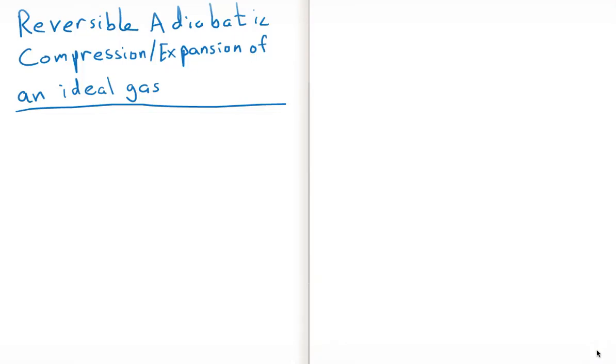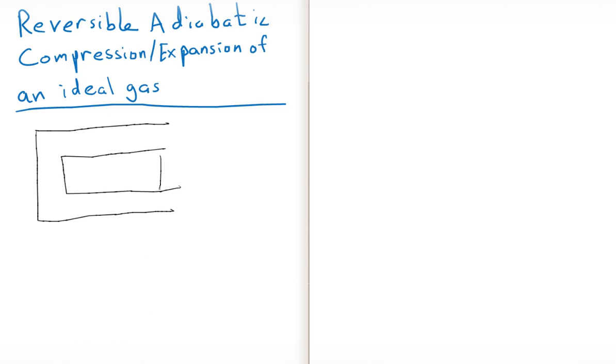All right, before we do the mathematics of a reversible adiabatic compression or expansion of an ideal gas, let's draw a picture of what a process like this would look like. So we have to envision some sort of cylinder, and the cylinder is insulated. So there's no heat transfer, right? Because we just said this was an adiabatic process. And so we might draw in some sort of styrofoam or some other kind of insulation on this cylinder.